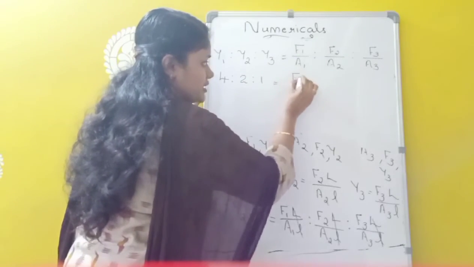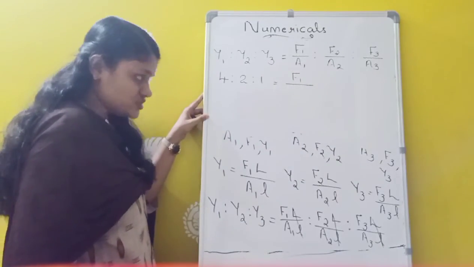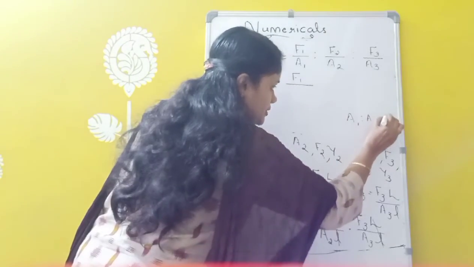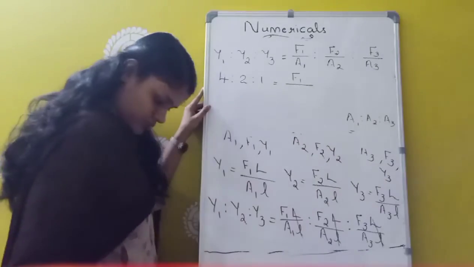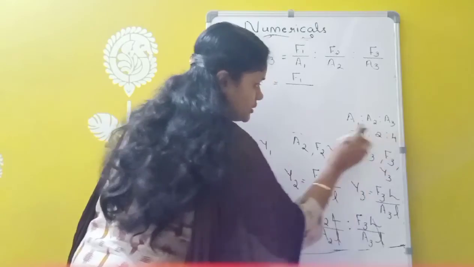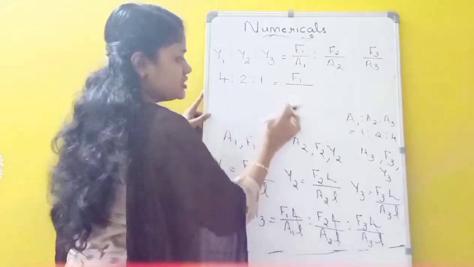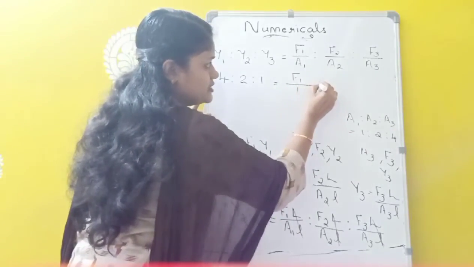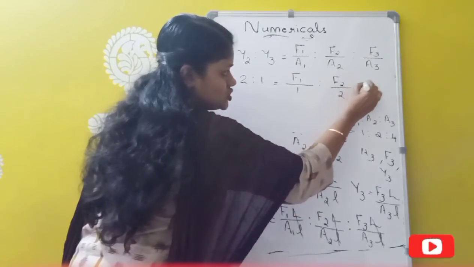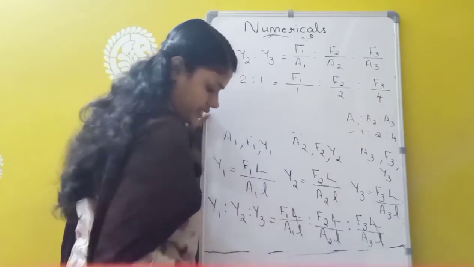So 4 is to 2 is to 1 equals F1, which we don't know, divided by area. The area ratio is given there as 1:2:4. That means A1 is 1, A2 is 2 and A3 is 4. So F1 divided by 1, is to F2 divided by 2, is to F3 divided by 4.